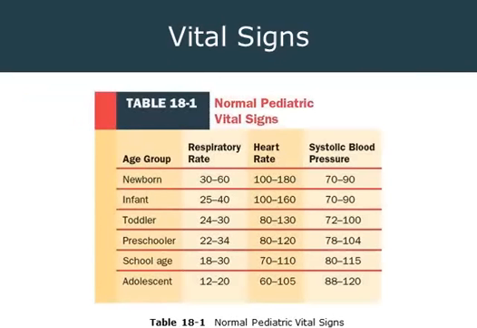There's a little chart on the normal pediatric vital signs. We've talked about that before. As we age from newborn to adulthood, our respiratory rate and heart rate tend to go down while our blood pressure tends to go up. Temperature tends to stay about the same.